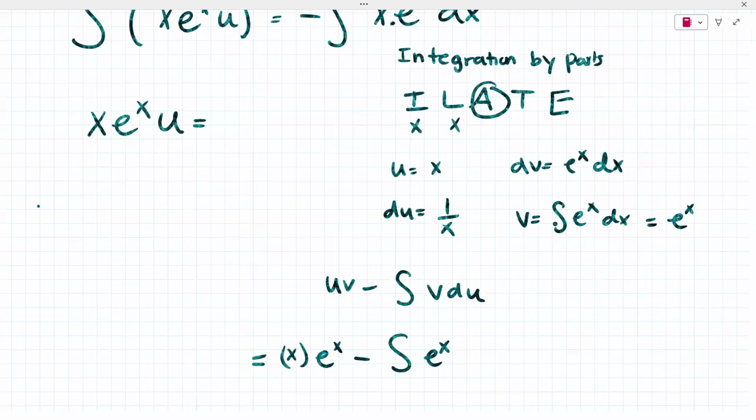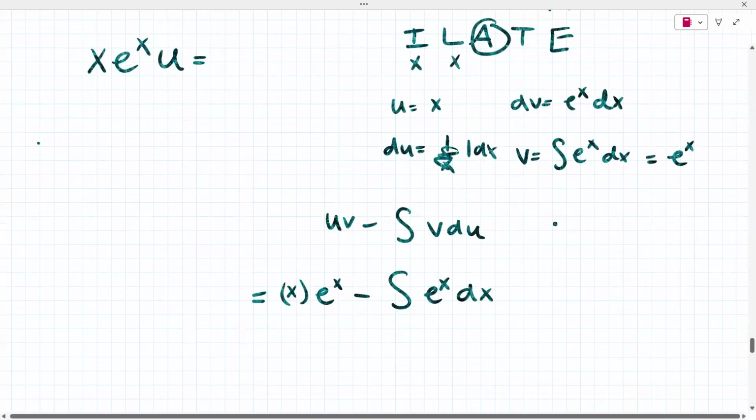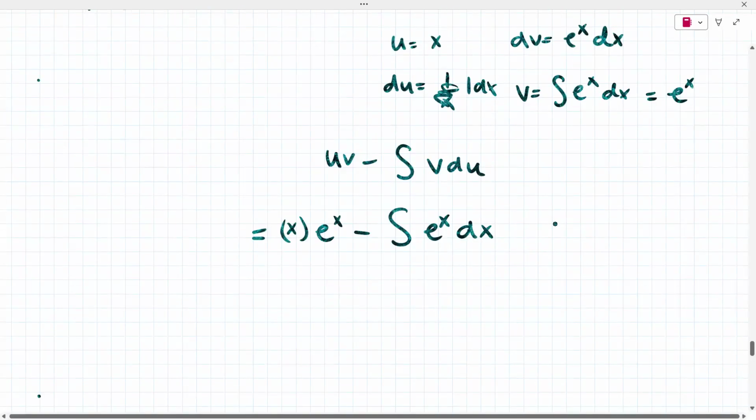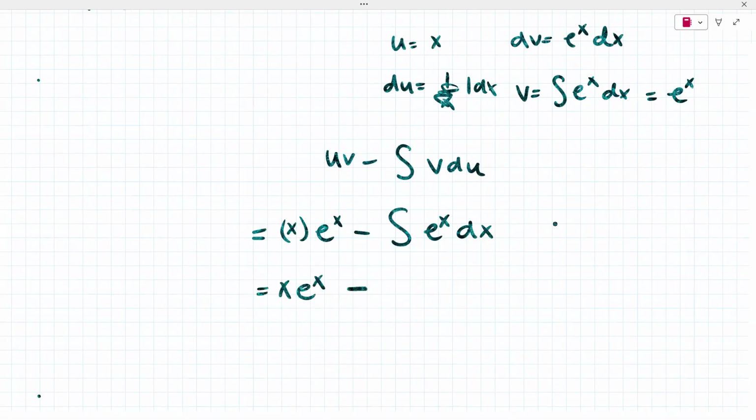I made a mistake here. What du is, what's the derivative of x? 1 dx. Sorry. So du is just dx. So this is going to be x e^x minus, what is the integration of e to the x? Well, the integration of e to the x dx is e to the x, and then you have a minus, so it's minus e to the x. And then don't forget the plus c.